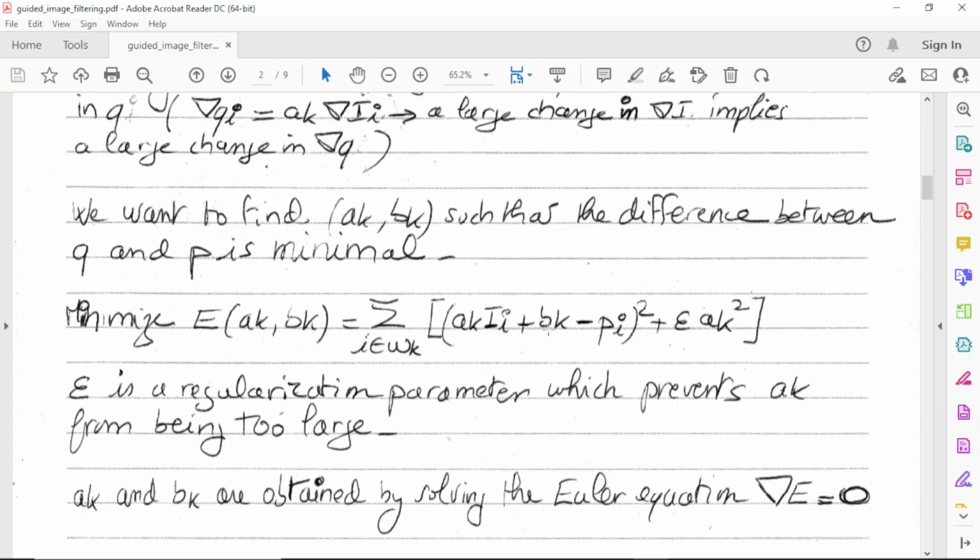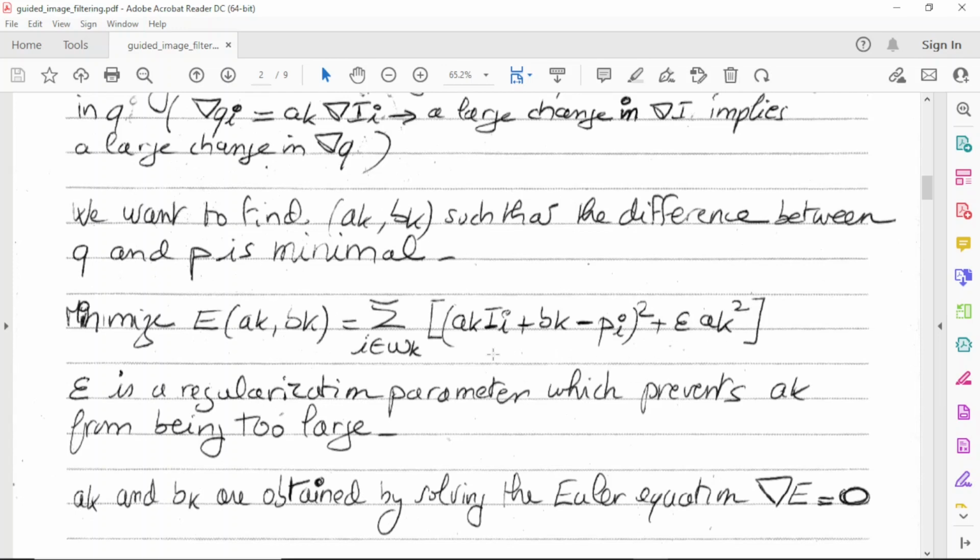AK AI plus BK minus PI square. So let's forget about the epsilon AK for now. What you want is that when you look at that window or the block centered at K, if you sum over the whole window, you want the output to be as close as possible to the input. So this is why you want to minimize that sum.